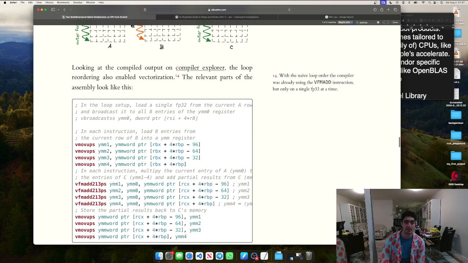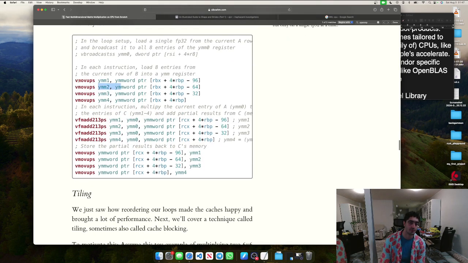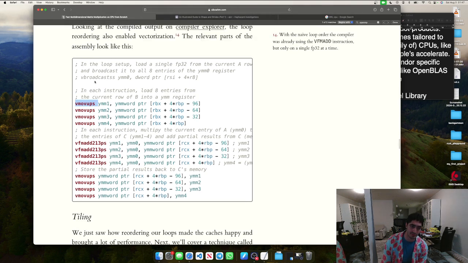Looking at the compiler output on Compiler Explorer, this is great. The loop reordering also enabled vectorization. The relevant parts of the assembly look like this. With the naive loop order, the compiler was already using the VFMADD instruction, but only on a single FP32 at a time. Okay, I'm just gonna read these.